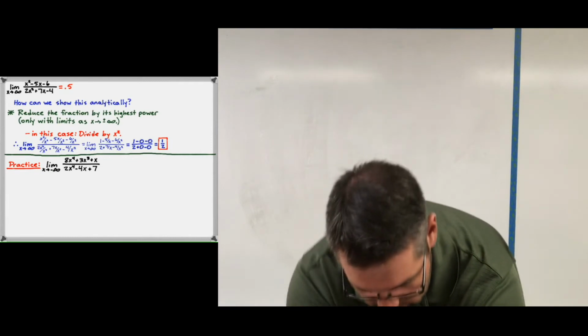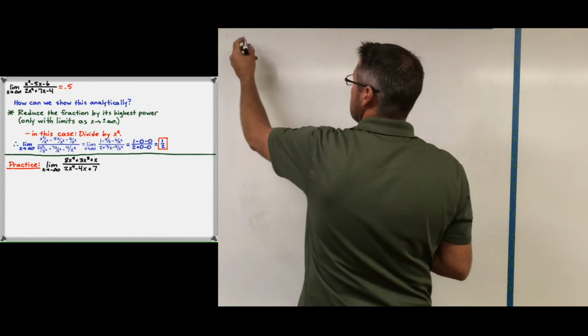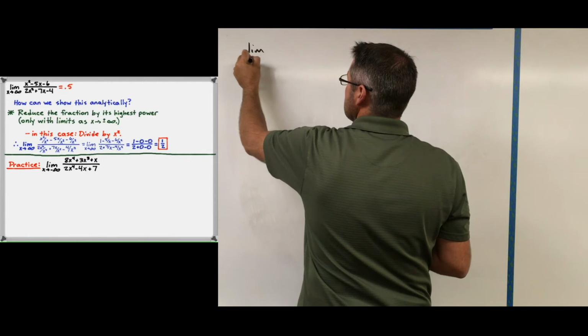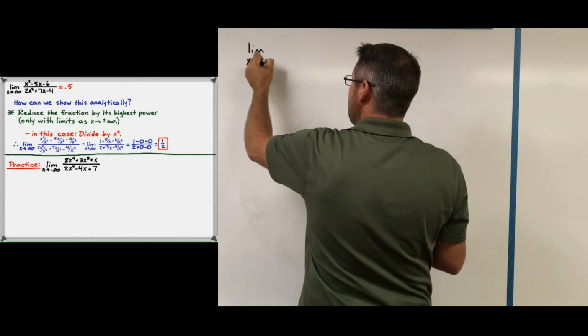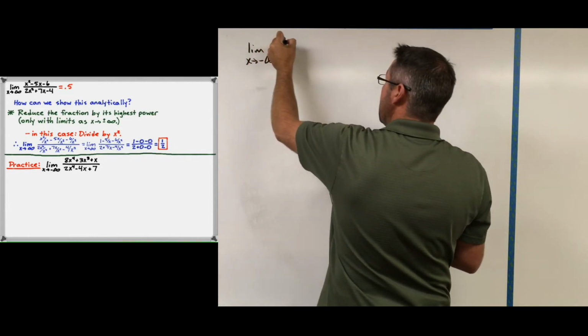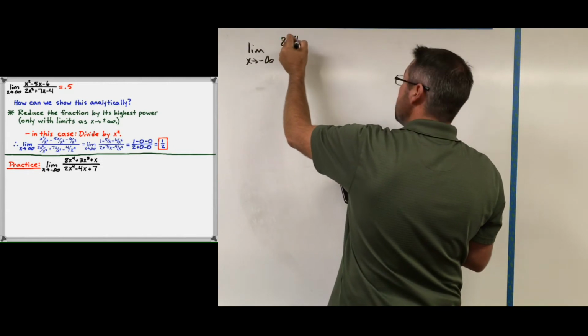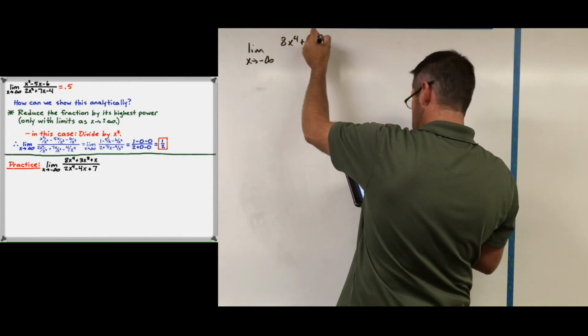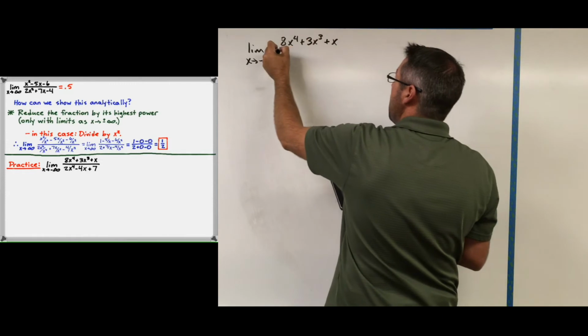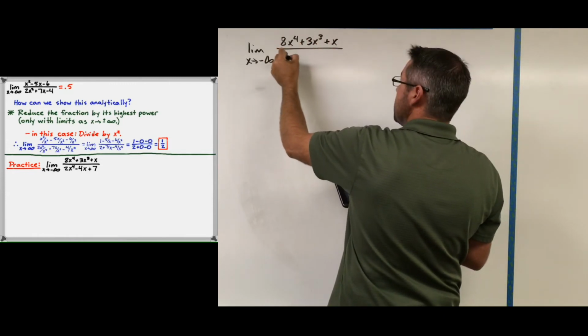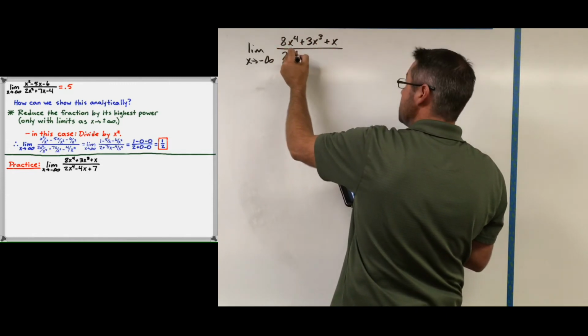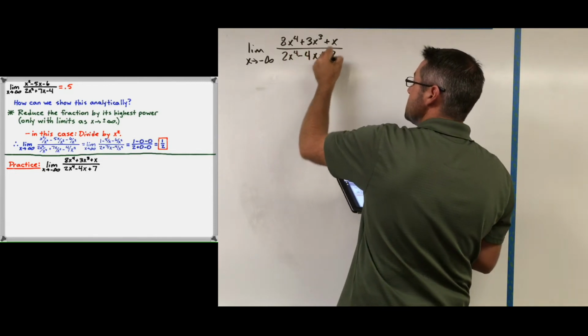All right, for this problem, we've got the limit as x approaches negative infinity of 8x to the 4th plus 3x cubed plus x, all over 2x to the 4th minus 4x plus 7.